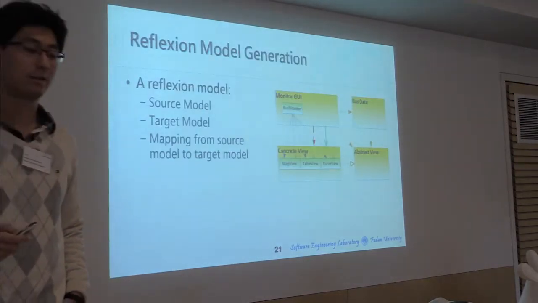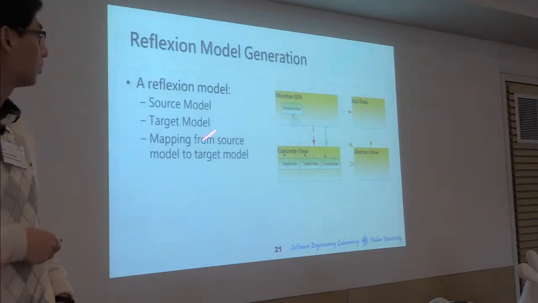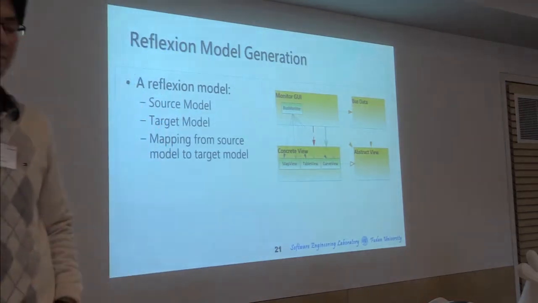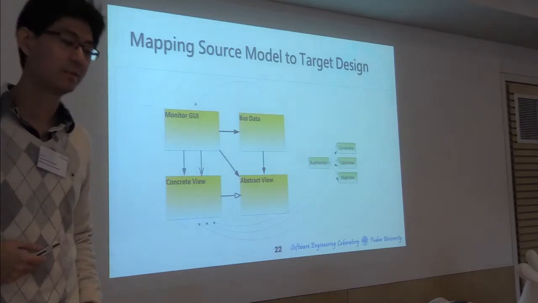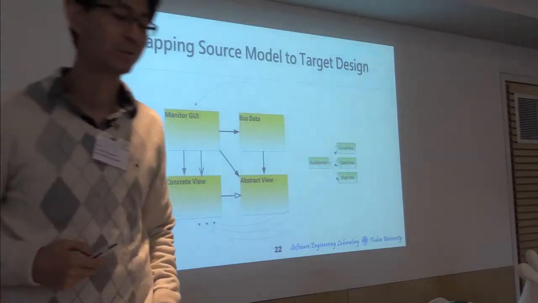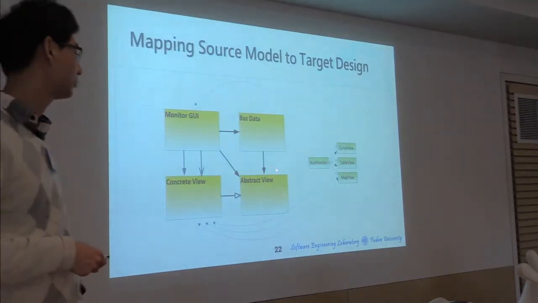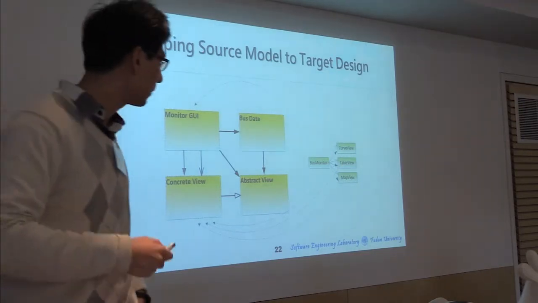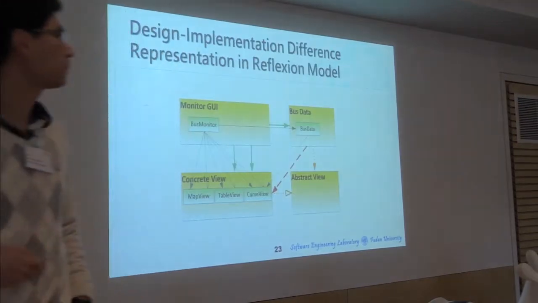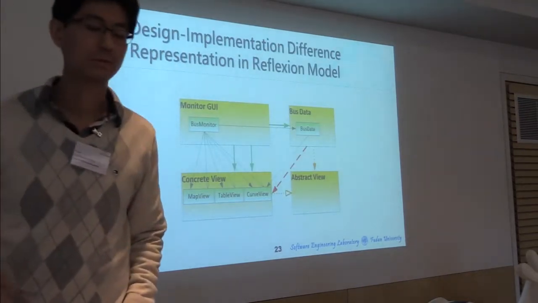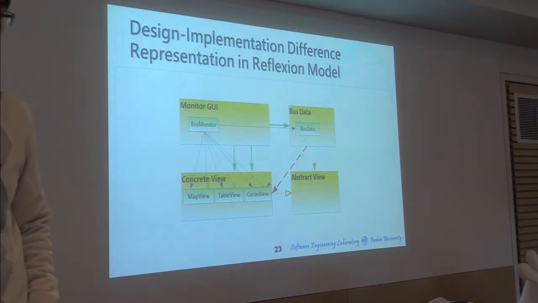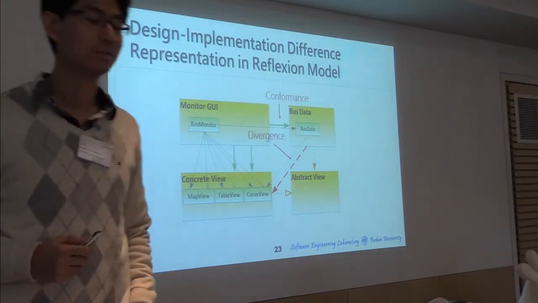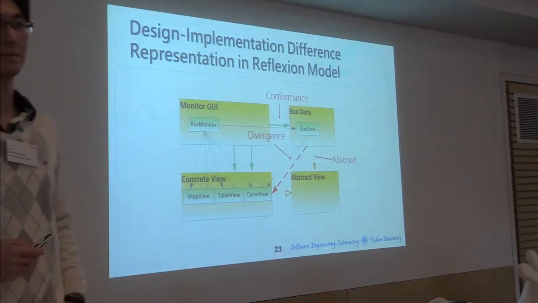A reflection model actually consists of three parts: a source model, a target model, and the mapping from the source model to the target model. And in our FSE 2016 paper, we introduced an approach for how to match, and we encourage you to read the details. And after the mapping is finished, we are going to represent the difference from the source to the target in terms of three edges. The first is conformance, the second is divergence, and the third is absence.